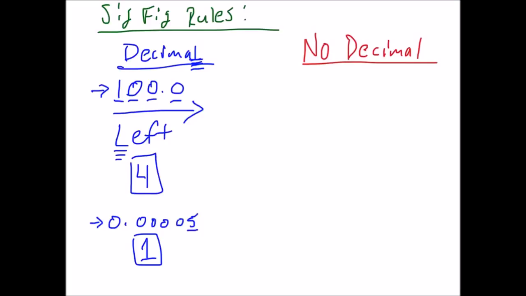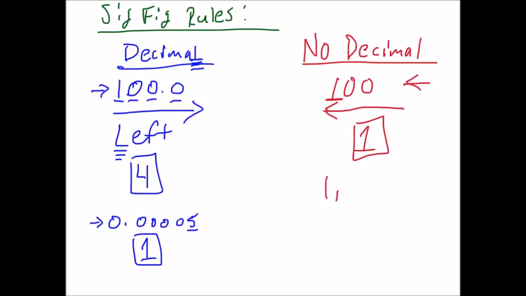Now let's come over here and look at the no decimal rule. If your number does not have a decimal, you're going to start on the right hand side of the number, find the first non-zero digit, and count that one and everything after it, moving in the direction from right to left. So for us, the first non-zero digit is 1. So how many sig figs does this number have? 1.